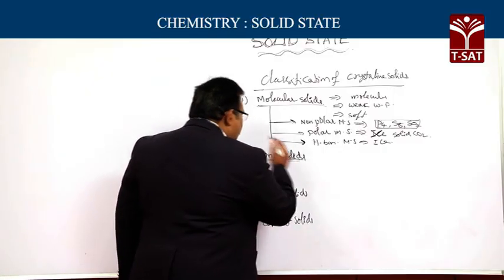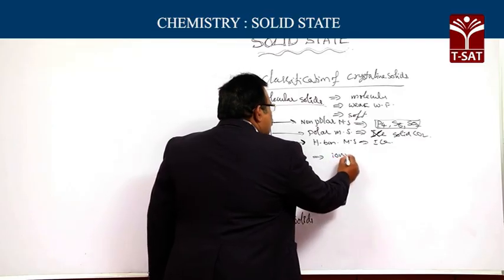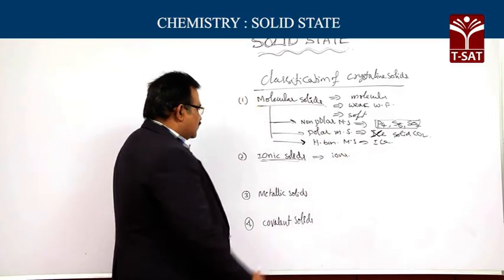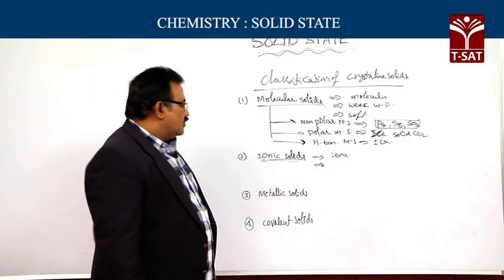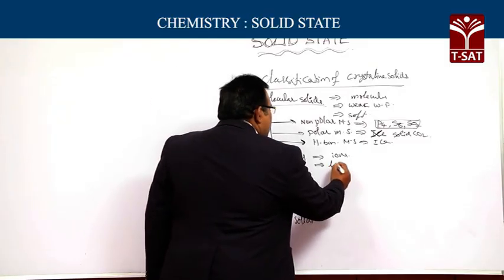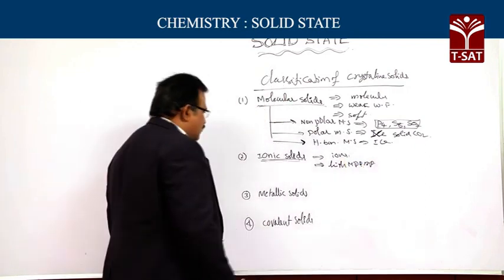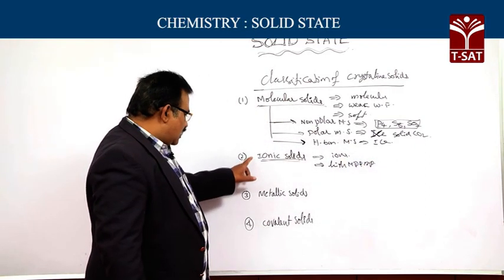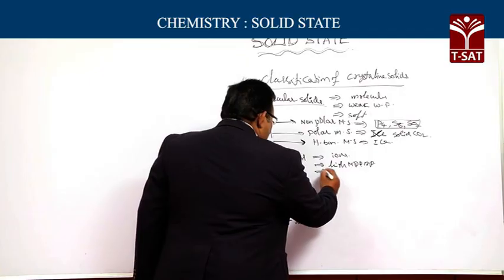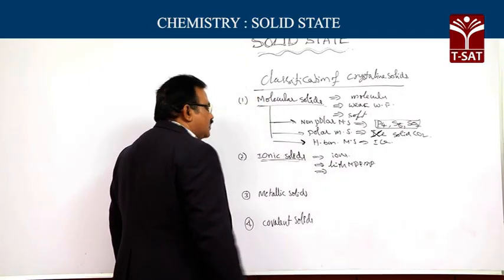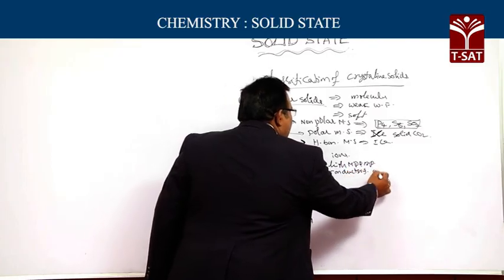When we talk about the ionic solids, the constituent particles are ions, oppositely charged ions. Since they have a regular pattern of arrangements, they have high melting points and boiling points, but their melting points are generally lesser than covalent solids. Ionic solids are insulators in solid state, conductors in aqueous state.